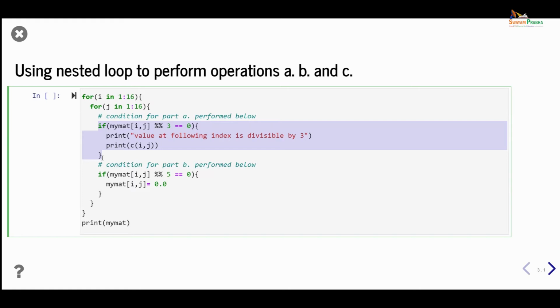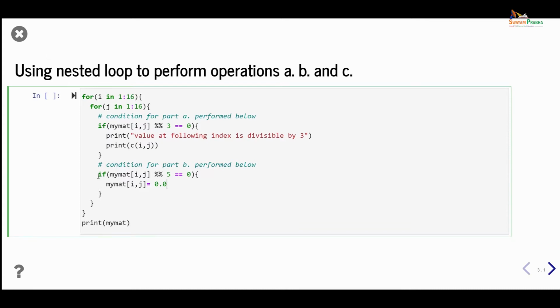So you will basically end up getting the index of all the values which are divisible by 3. So that is the first part of the problem. The second part of the problem is to look for all the values and see which are divisible by 5. If it's divisible by 5, then set them to 0. So that is what the second problem is about.